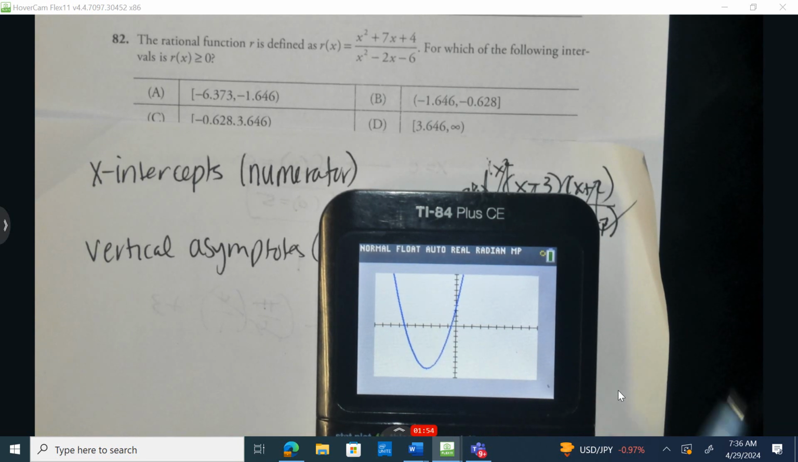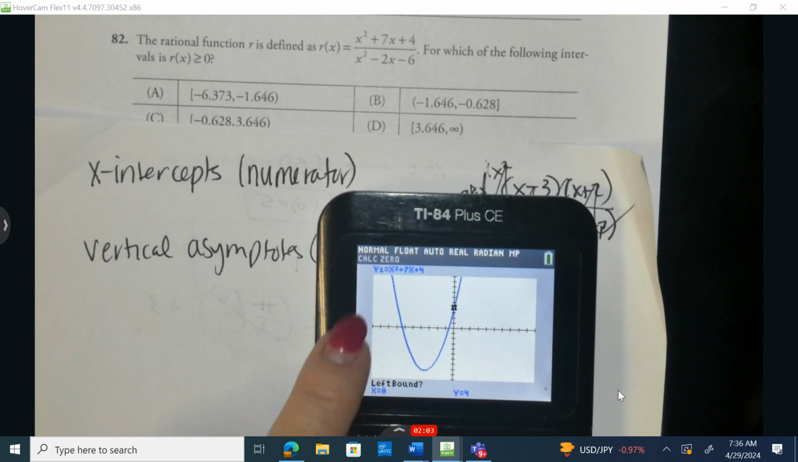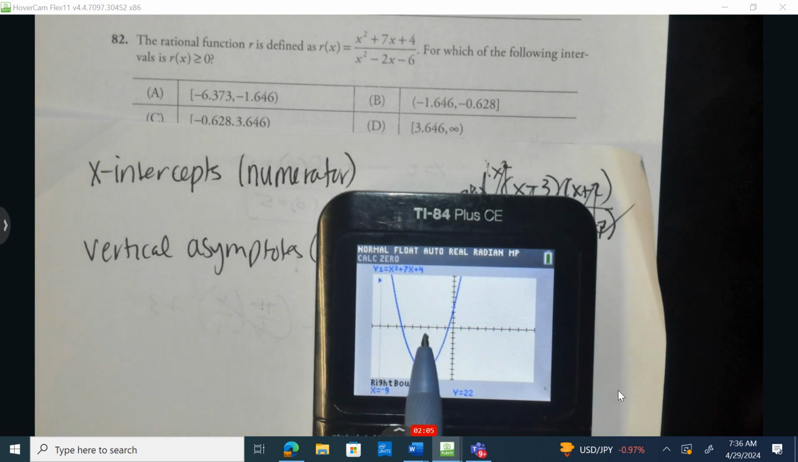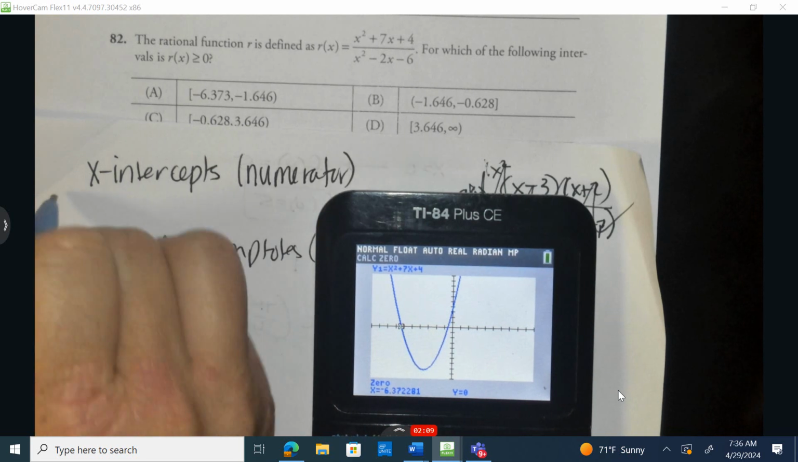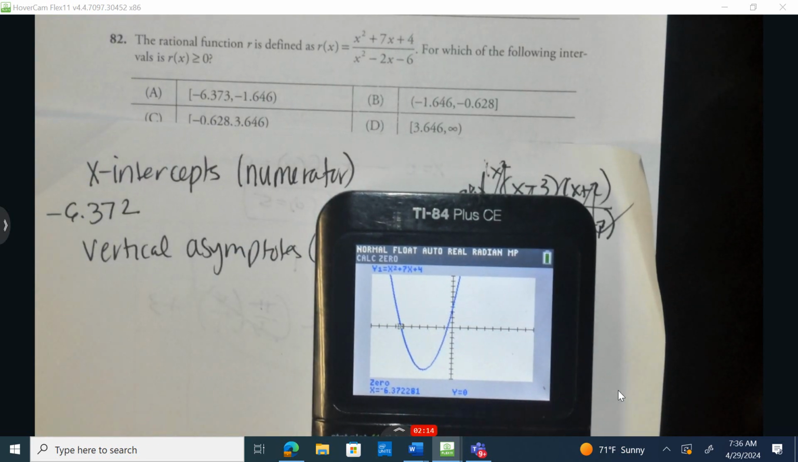Okay, so second trace, go to 0. We're going out by ones here. This looks like it's between a left bound of, let's say, negative 9 and negative 5. It's somewhere in between there, and I press enter. So one x-intercept is at negative 6.372. Let's find this next one.